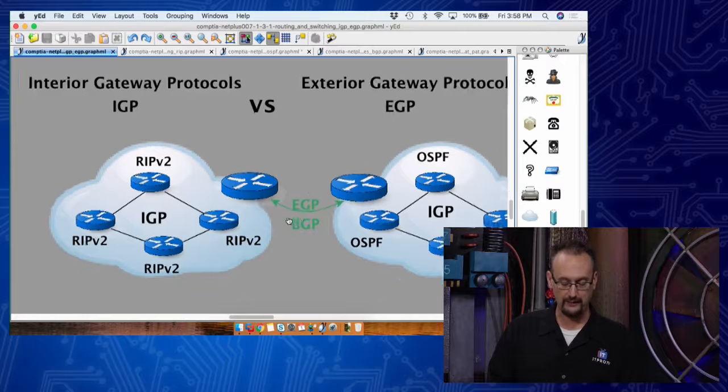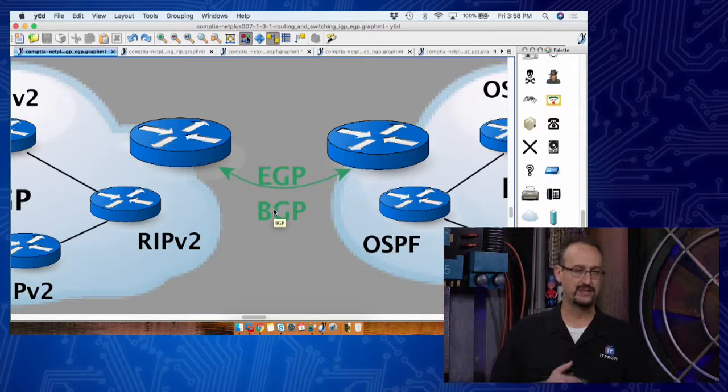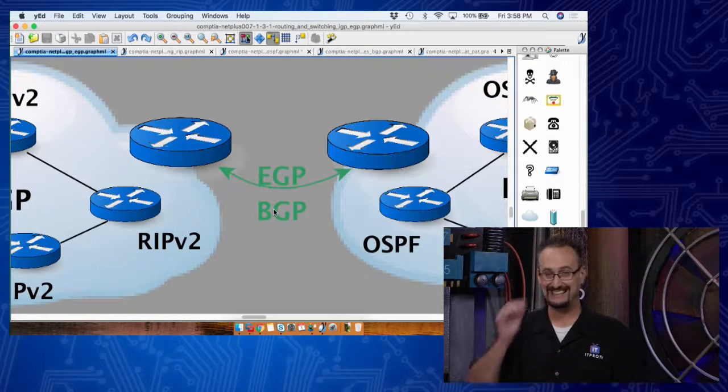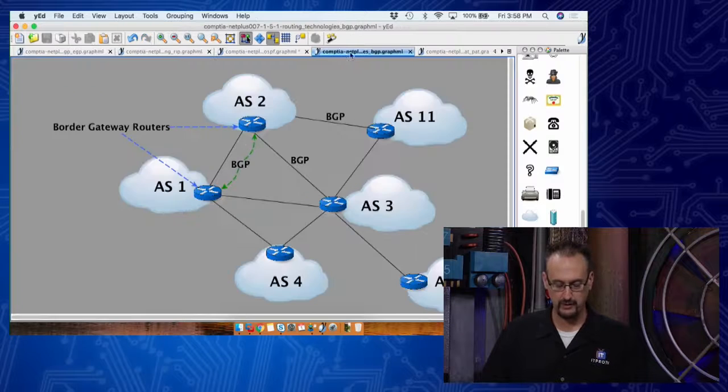Well, there is one that is an exterior gateway protocol, and that's known as BGP. Now, BGP is interesting. If you're following along with the exam objectives, you'll notice that they call it a hybrid. It's technically a path vector protocol, and let me show you what I mean by that.